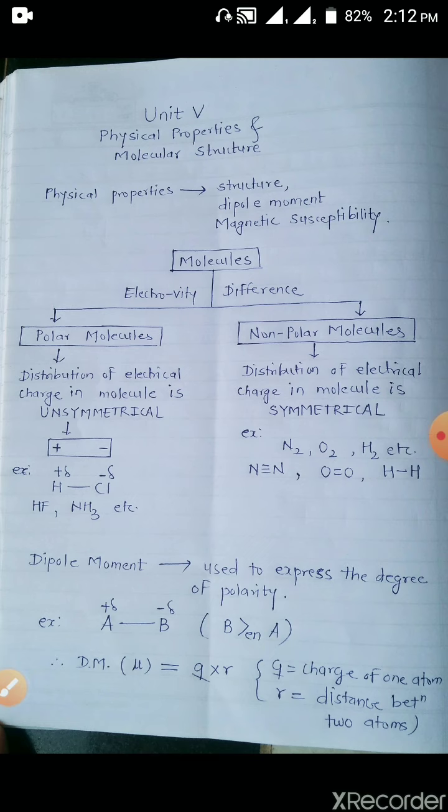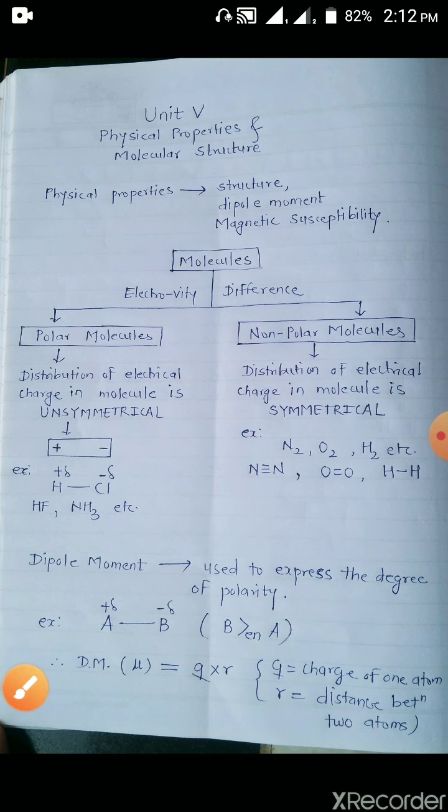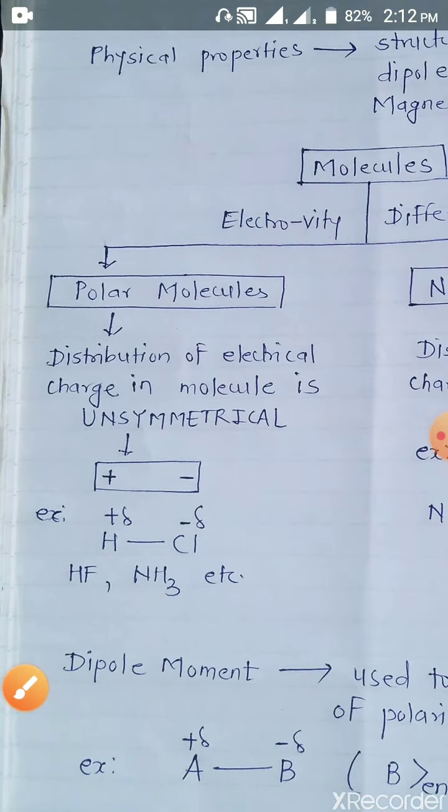You all know what a molecule is and what its properties are, but here we will discuss the properties of a molecule which are based on electronegativity. You are quite familiar with the term electronegativity. On the basis of electronegativity difference between two atoms, molecules are classified into two types, polar molecules and non-polar molecules. A polar molecule is one where the distribution of electrical charge in the molecule is unsymmetrical.